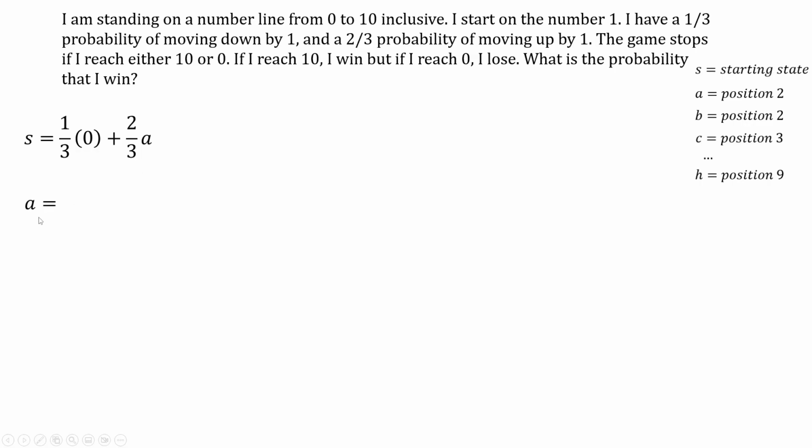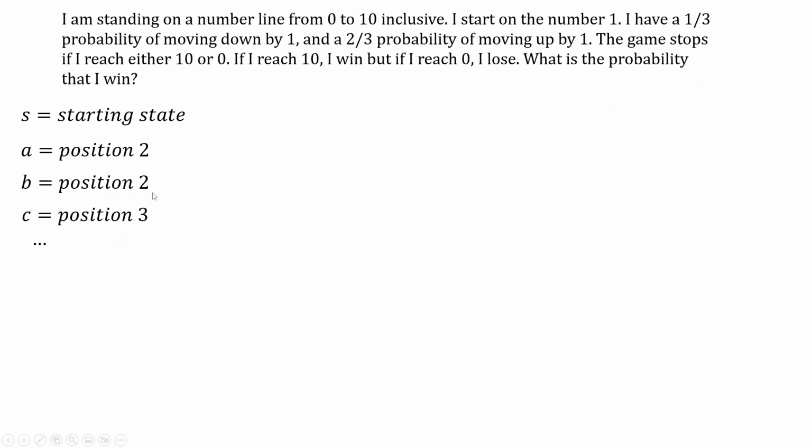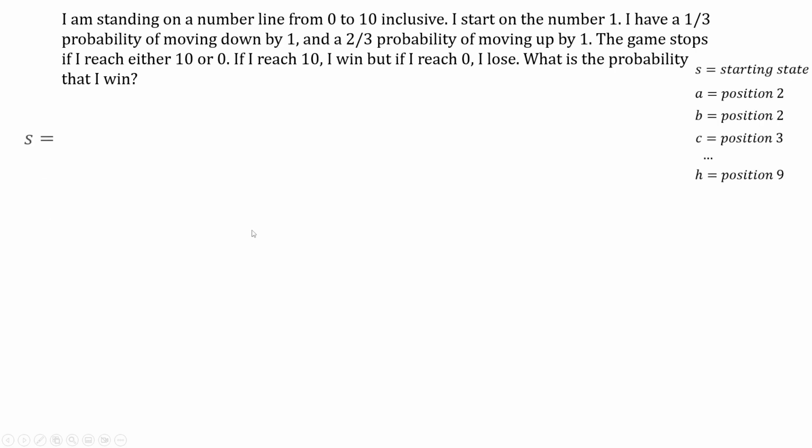Now from A, where can we get? We could go down by 1, from position 2 to position 1. Position 1 is just S, so that's 1/3 times S, or 2/3 times moving up by 1, which would get us to position... oh, that was messed up there. This should say position 3, 4, 5, so this would be 1, 2, 3, 4, 5. H being 9 is still correct, though, but this B here should be a 3, and C should be a 4. Sorry about that. Let's go back.